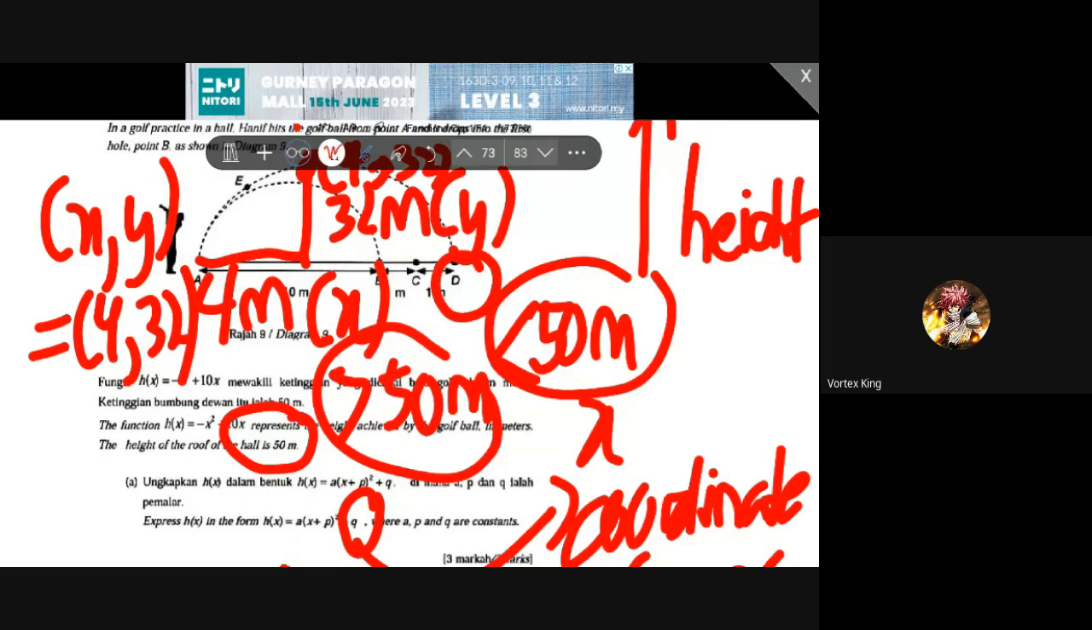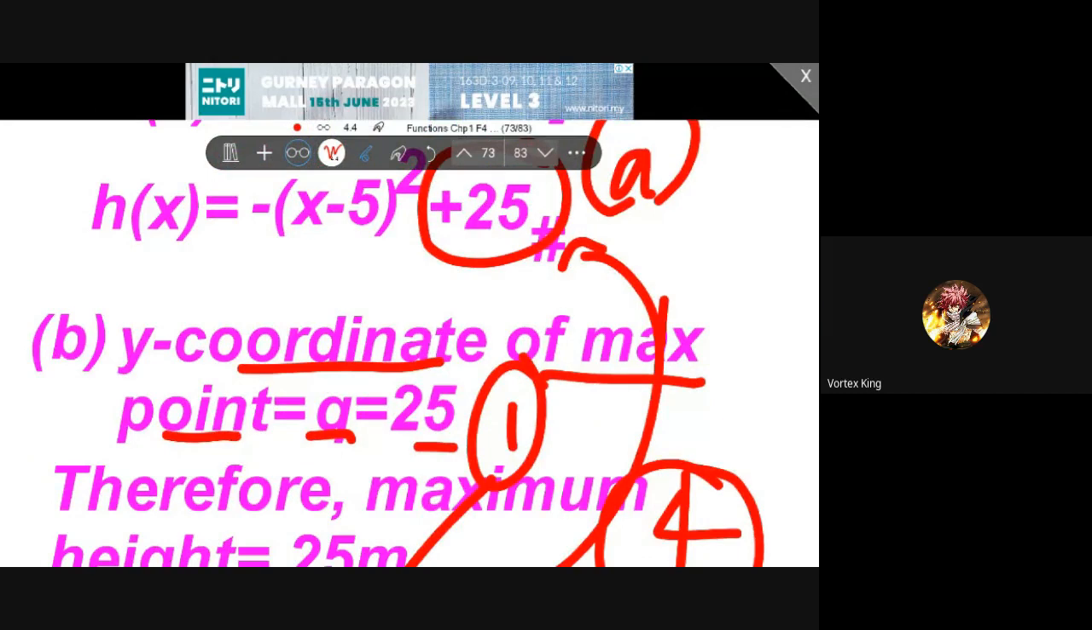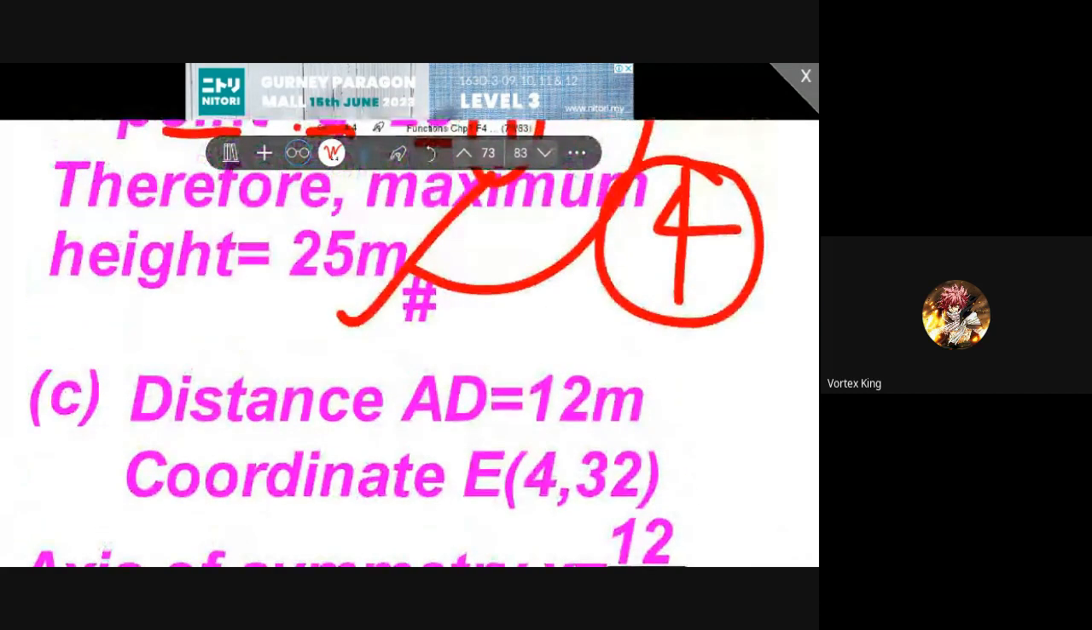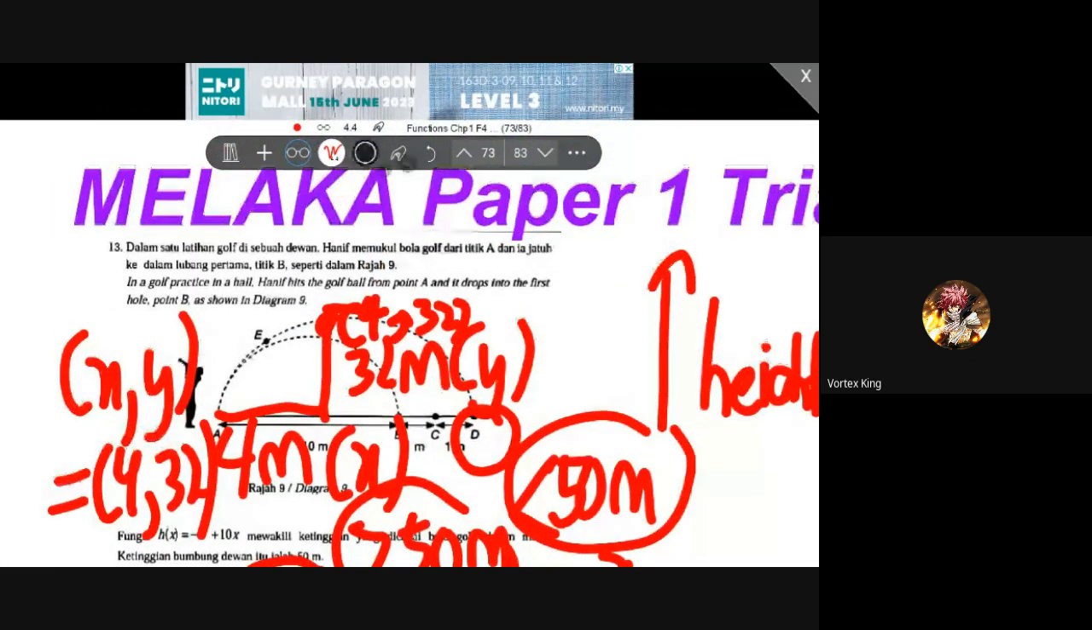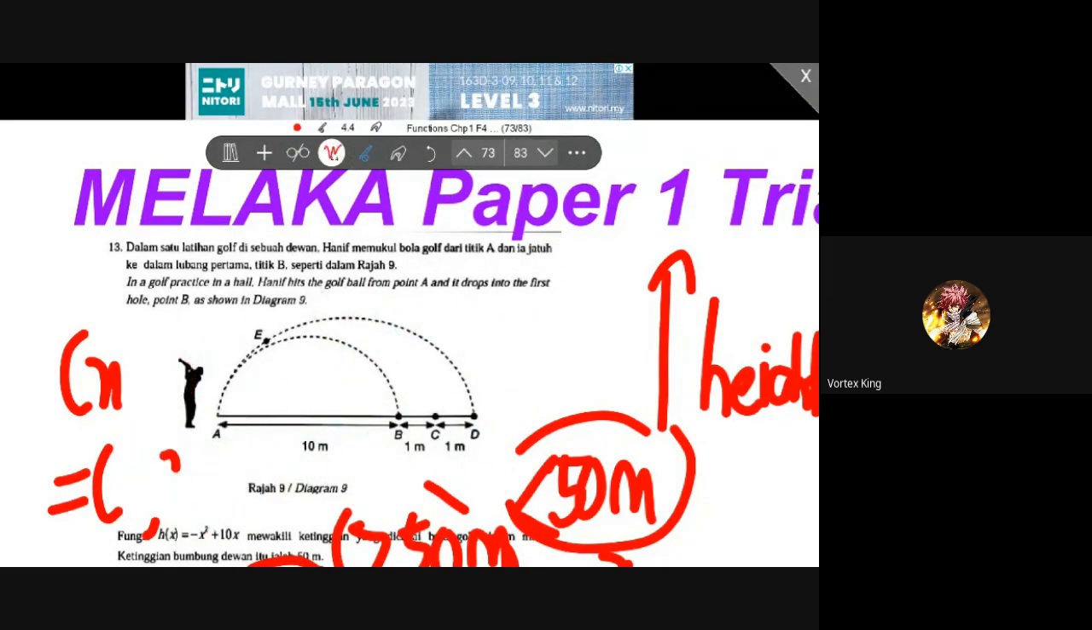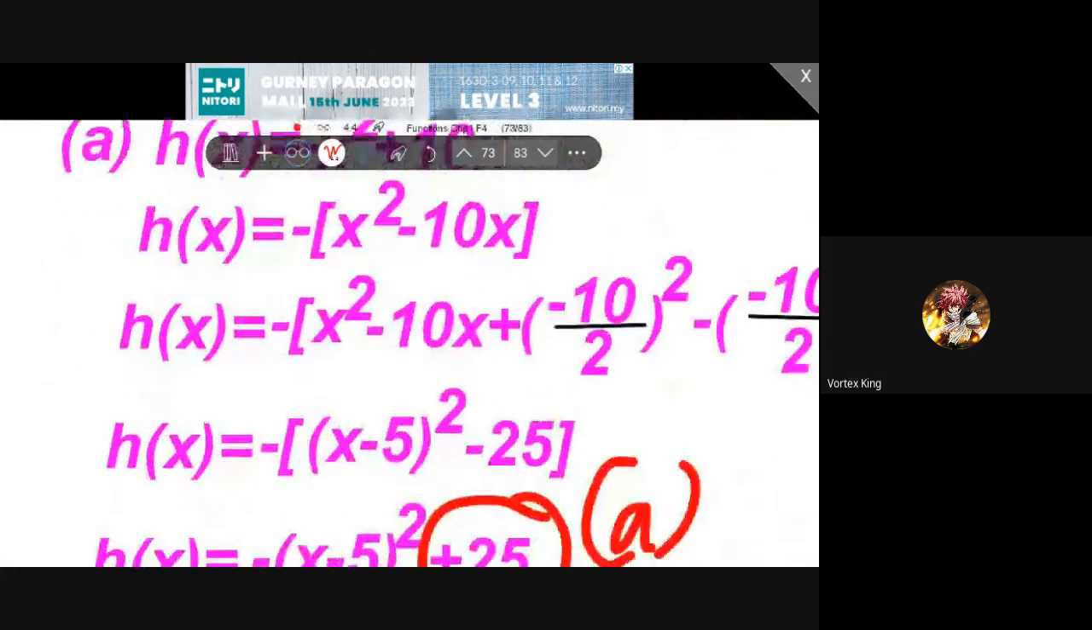Okay, so now we see how to solve this. Part C. So distance AD is 12 meter. Kamu boleh lihat kat sini, 12 meter kat diagram. Sana saya padam untuk kamu, banyak conteng. Okay, so boleh faham. AD 12 meter. Kamu boleh kira kat sini. You can count. 10 plus 1 plus 1 is 12 meter. Okay. So we go down again.